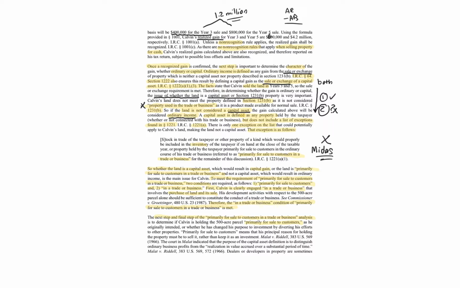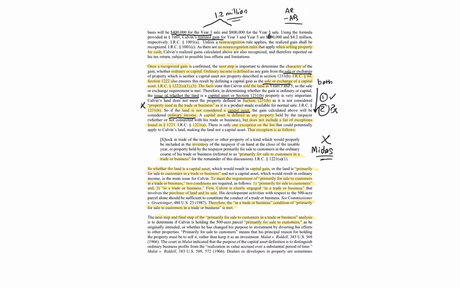As he originally intended, or whether he has changed his purpose to investment by diverting his efforts to other properties. Because remember, we're told that after the year 3 transaction, and also in year 1 and year 2, there was some divertment of activities. Year 1 and year 2, he switched over to other sales of lots. In year 3, he made his first transaction. But then year 4 and year 5, he was working with 4C, right? With 4C in terms of the apartment complexes on other projects, not his 500-acre, 300-quarter-acre parcel, okay? Not that. So that's what the issue is here, okay?